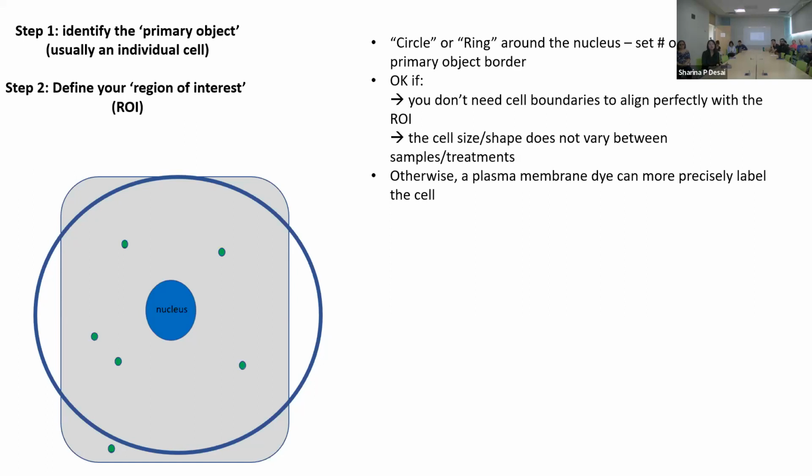This is generally okay, with the caveat that you need to be pretty sure that these errors are uniform across your sample. So if your treatments are changing the shape of the cells, or if you're plating different densities of cells, that can really impact this region of interest. And so it's stated here that it's okay if you don't need the cell boundaries to align perfectly with your ROI. You can do this if the cell size or shape doesn't change between treatments or samples. Otherwise, a plasma membrane dye or the cell mask should really be used to more precisely label the region of interest.